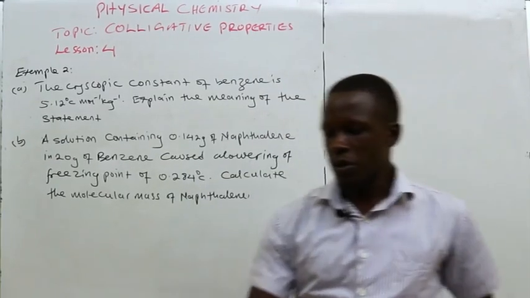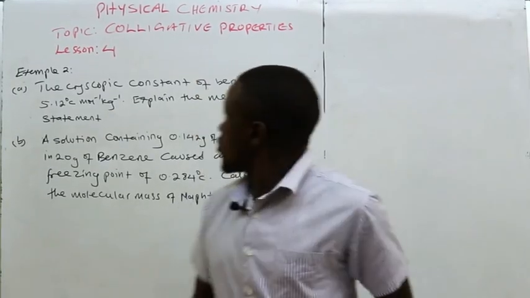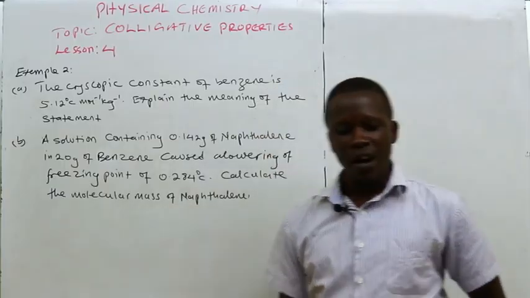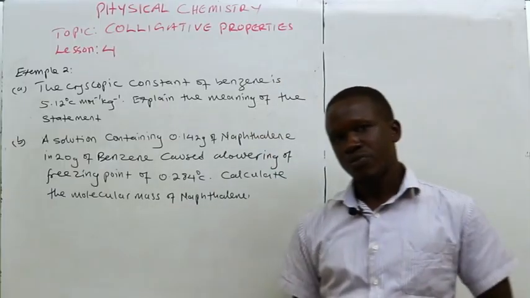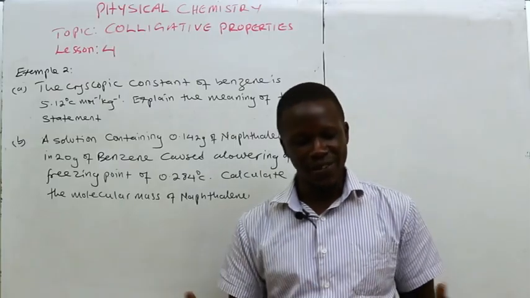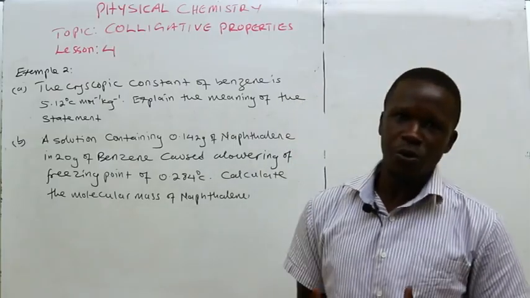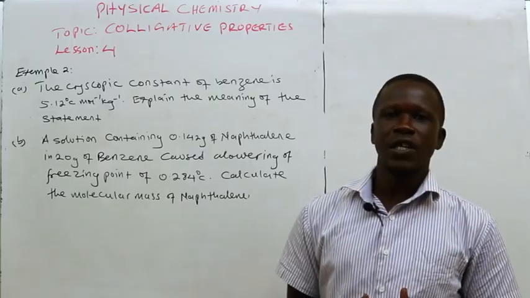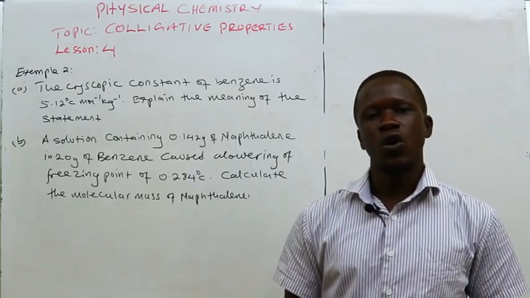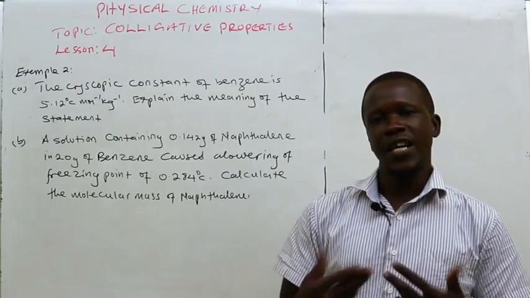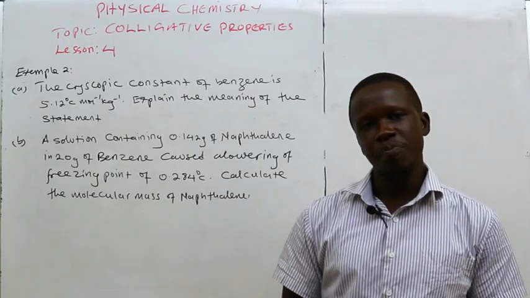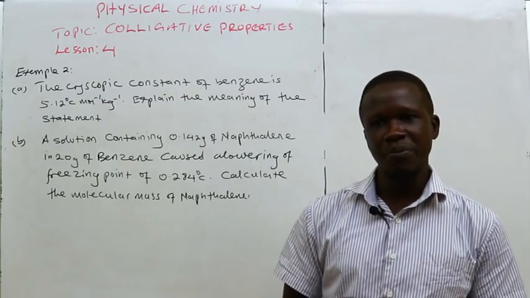Welcome to lesson 4 of colligative properties. Remember, in lesson 3, we had started looking at some examples. We looked at how we could use colligative properties to calculate the relative molecular mass of a non-volatile solute, and specifically, we are looking at the depression of freezing point.